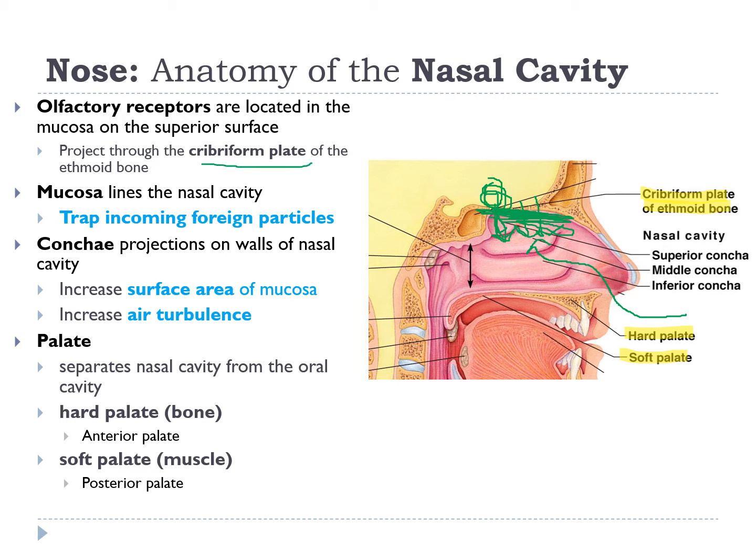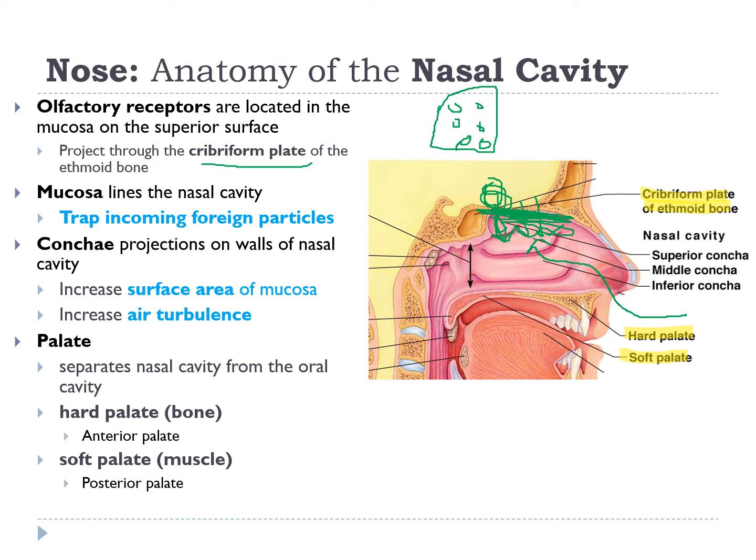And so the cribriform plate, if you look at it from on top, would look like this, and it would have little holes in it where the sensing projections of the olfactory receptors poke through. And remember that the mucosa is lined with mucus, produces mucus, which one of the functions of that mucus is to trap incoming foreign particles, so dust, dirt, debris, in order to help filter the air before we bring it all the way down into our lungs.